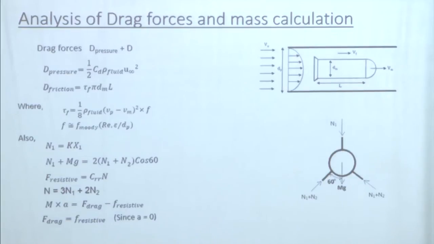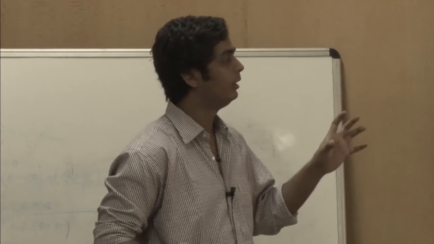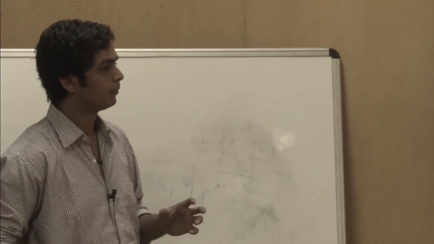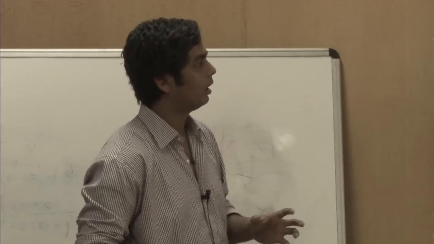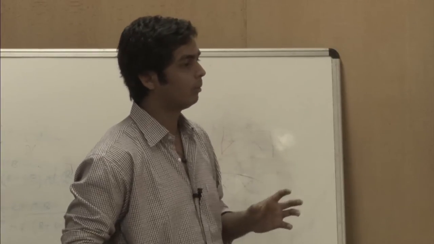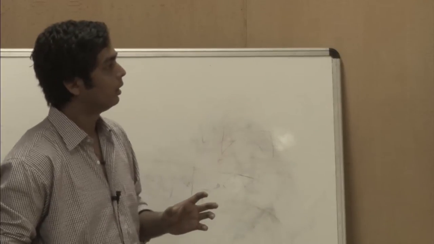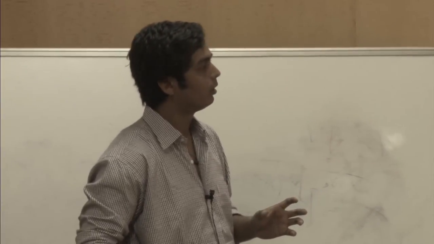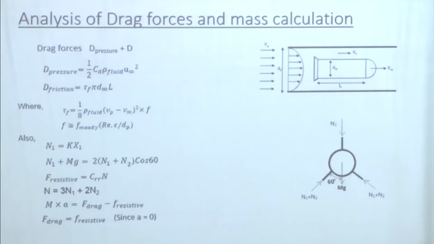What will be the maximum mass of this robot which the pressure exerted by the fluid can move forward? It should not be that I can choose any arbitrary value of mass and it will be able to propel. So using this simple calculation, we can determine what should be the mass of the robot. And this is for one module. If you add modules, the normal reaction will increase, so accordingly you have to design.